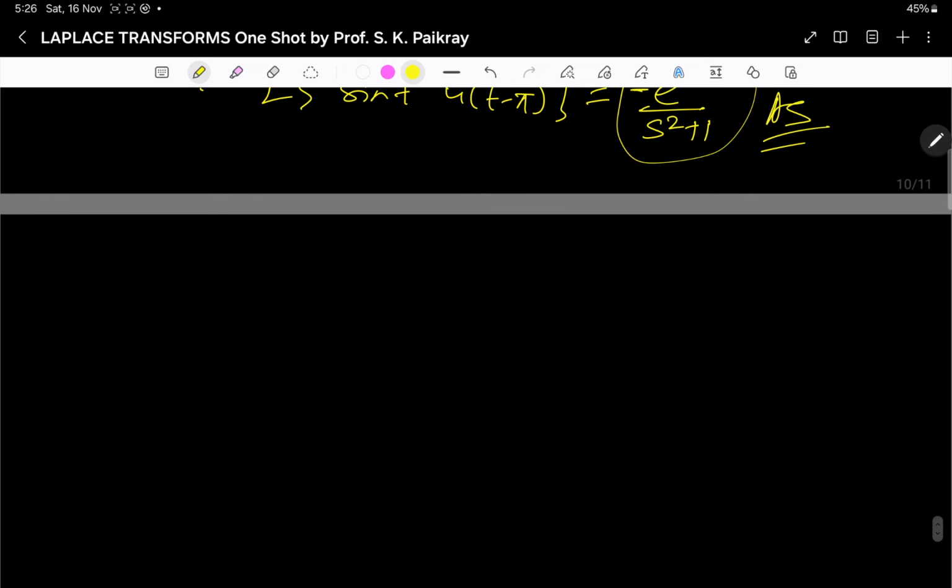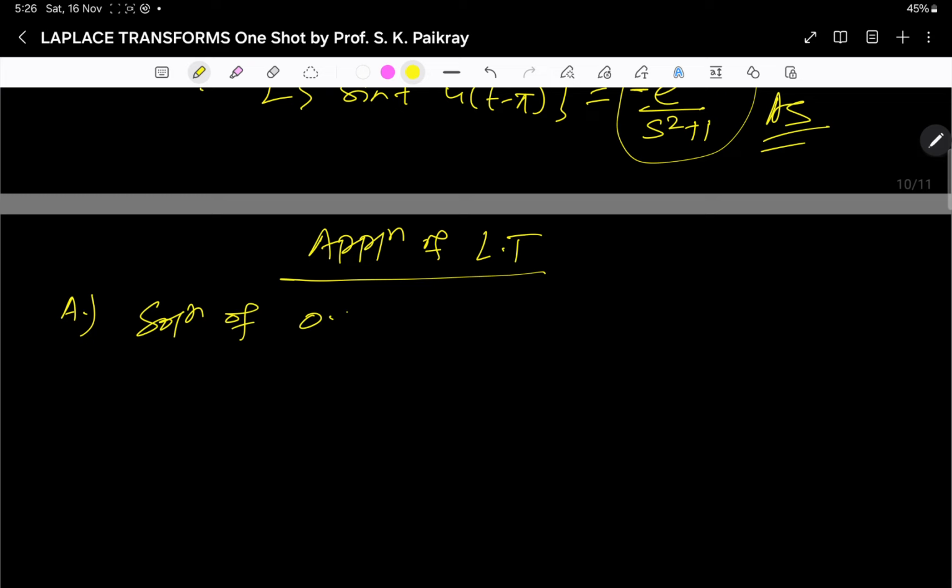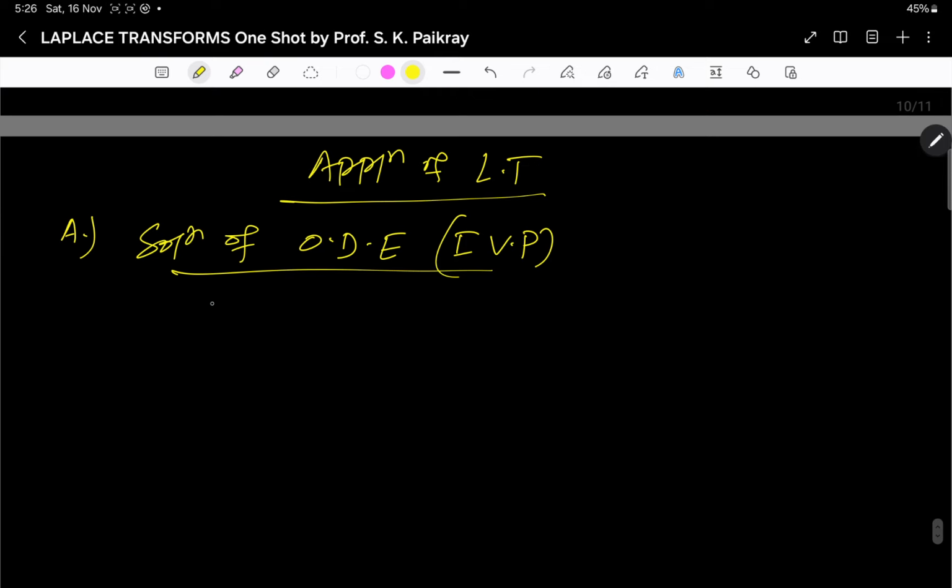Now I discuss two more important things, what I call the applications of Laplace transforms. The first one is the solution of ordinary differential equations, of the initial value problem type. To discuss this, we have to know what is Laplace of y(t). It is Y(s), or I simply call it Y.